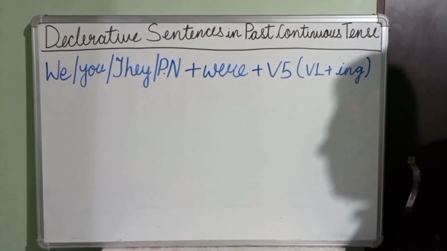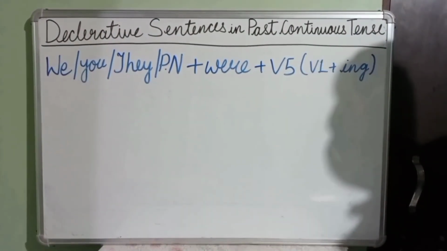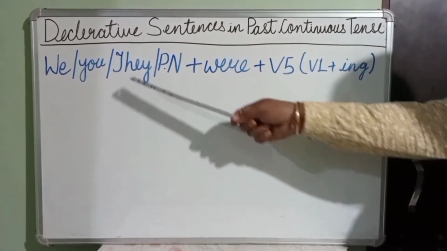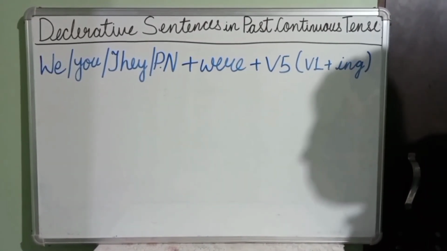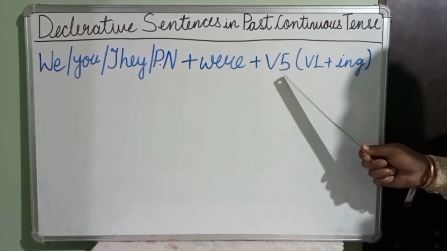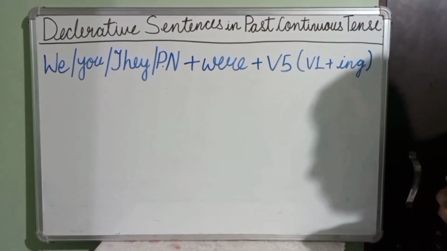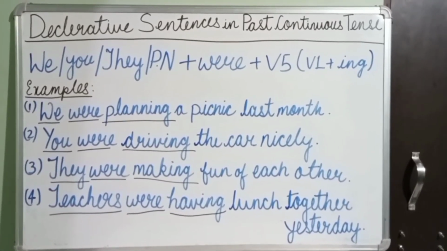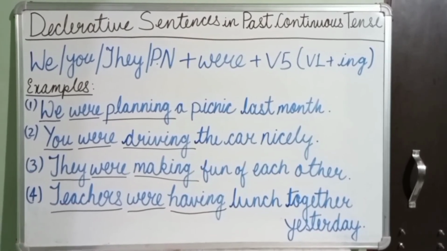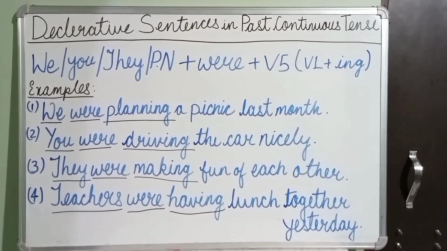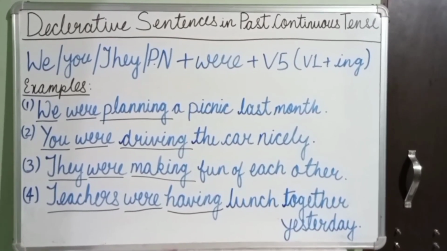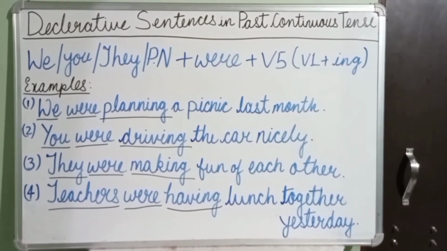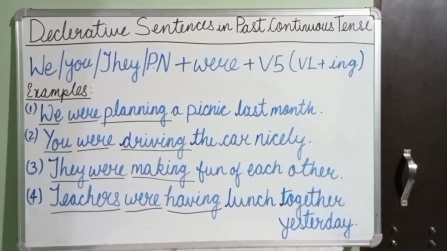Now, with the first person plural subject, we, second person singular and plural subject, you, and third person plural subject, they, or plural noun, we have to add were plus the fifth form of the verb. Now let us see some examples. Example 1. We were planning a picnic last month. Number 2. You were driving the car nicely. Example 3. They were making fun of each other. Number 4. Teachers were having lunch together yesterday.